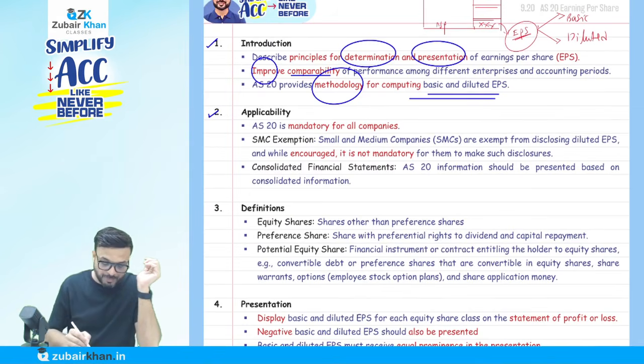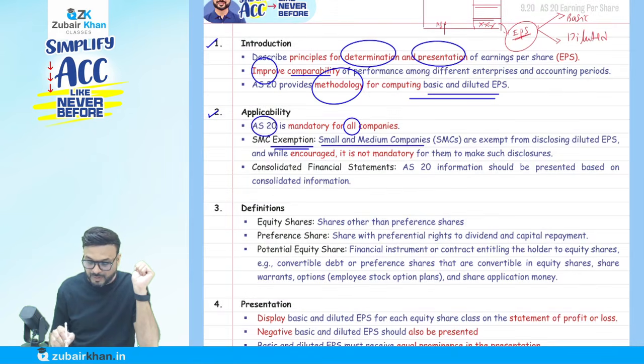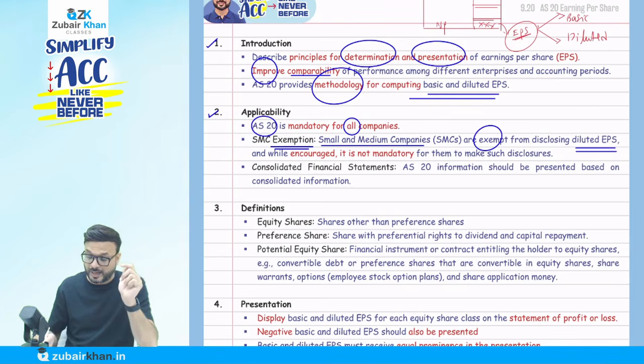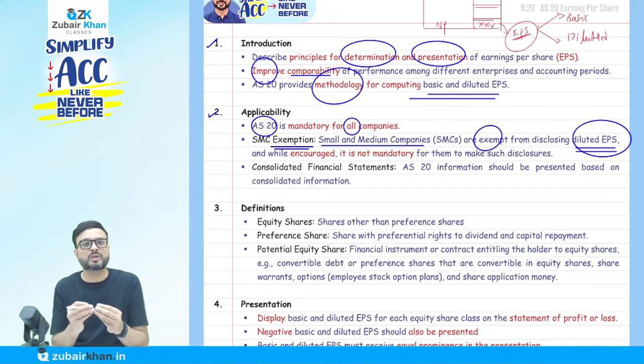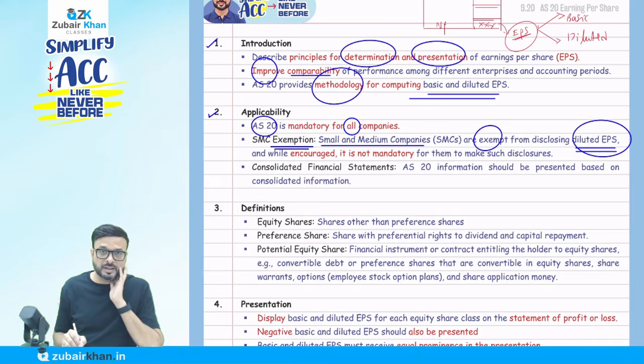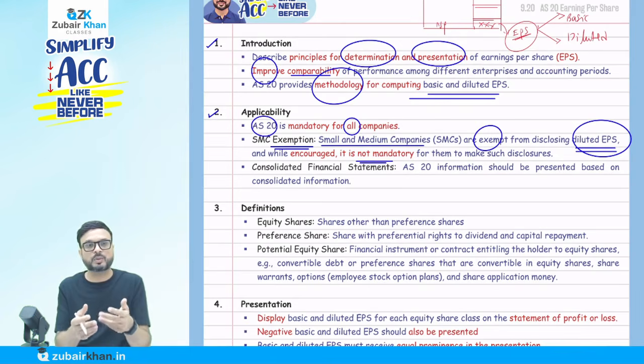Now, when we talk about applicability, AS20 is mandatory for all companies, but there are certain exemptions. Small and medium companies are exempt from disclosing diluted EPS. There are two types of EPS, basic and diluted, but for small and medium companies, the diluted EPS is exempt. So no need to disclose diluted EPS in case of SMCs. It is not mandatory, but even for a small company, it is recommended to disclose both the basic and the diluted EPS.